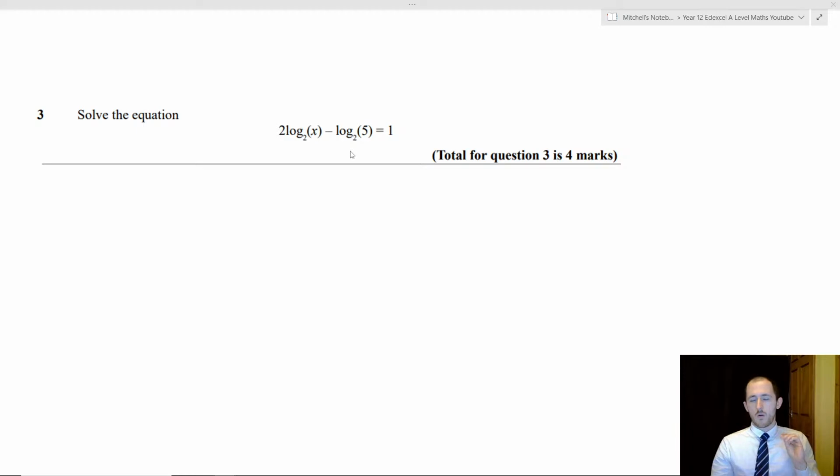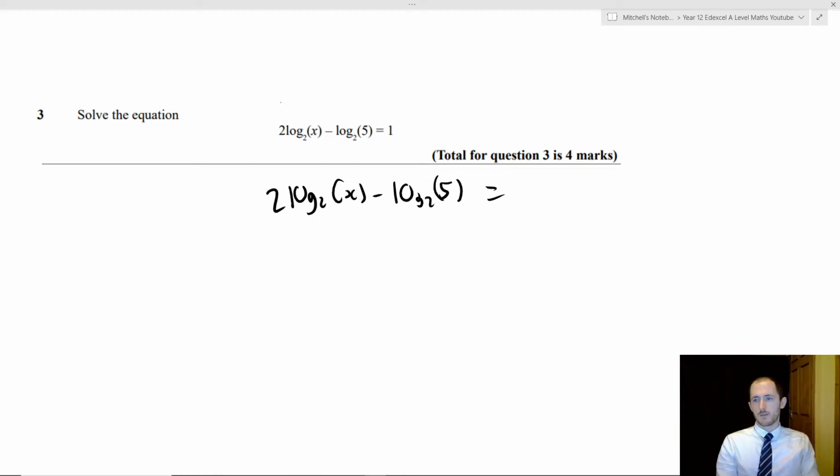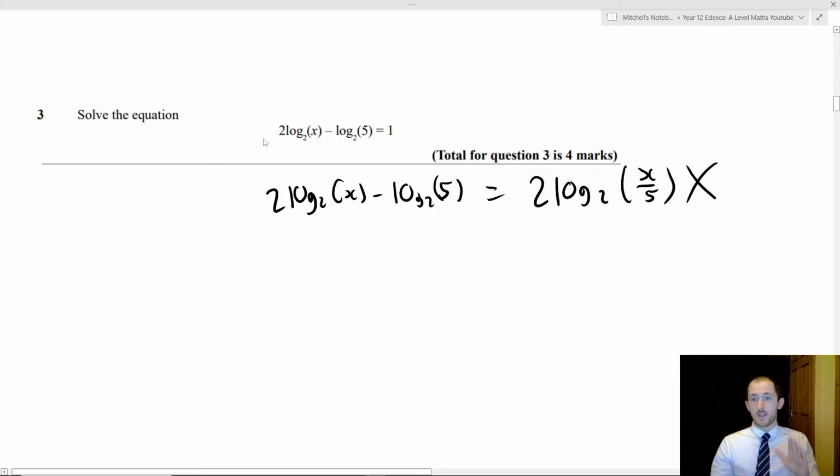Some people mess this up quite a bit. You can't just subtract these straight away because there's a 2 in front. So just so you're aware, you cannot do that. That's not the correct thing, because this 2, when we're talking about logarithms, represents a power. So we need to keep that in mind.